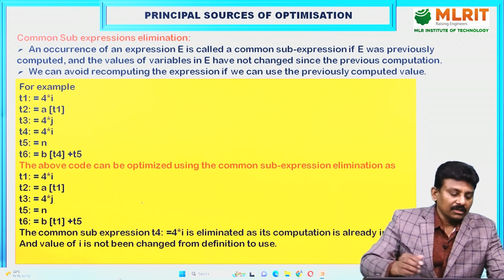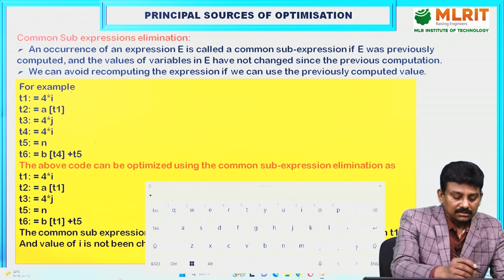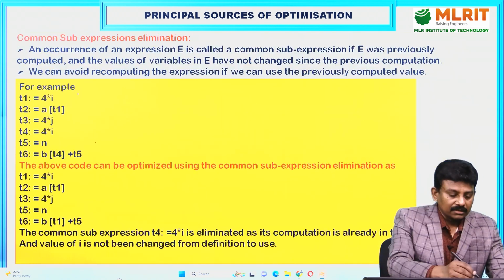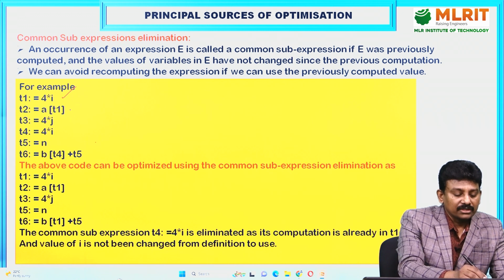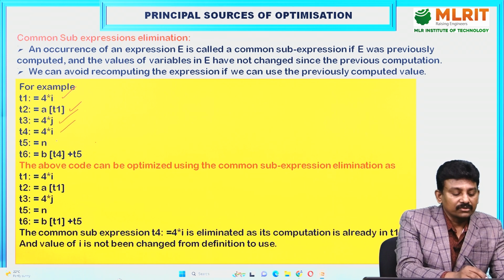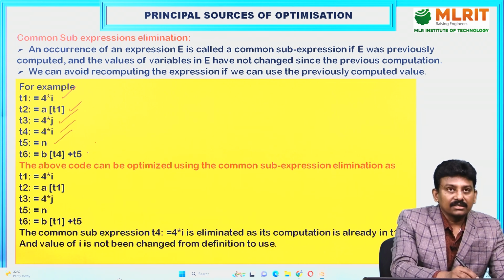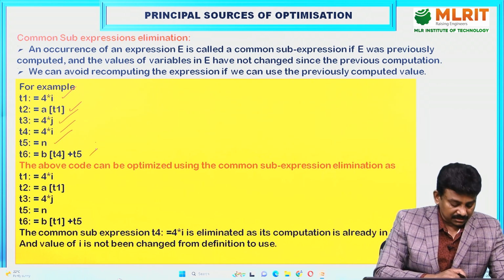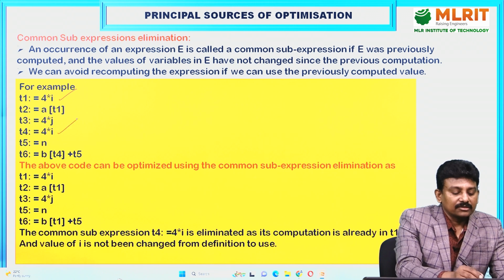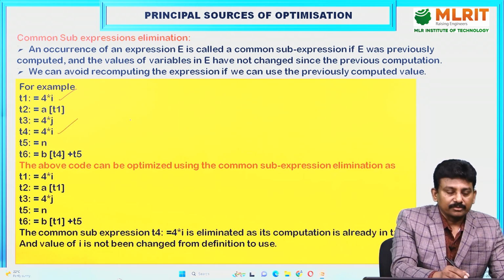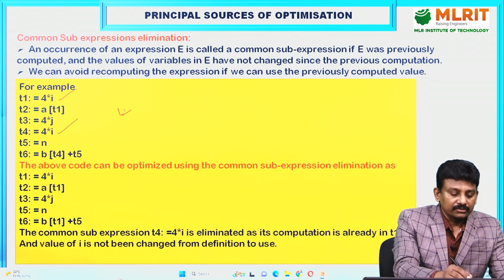For example, here we have 6 statements, intermediate, that is the 3 address statements. T1 is equal to 4 into I, T2 is equal to A of T1, T3 is equal to 4 into J, T4 is equal to 4 into I, T5 is equal to N, T6 is equal to B of T4 plus T5. It is a 3 address code. Here the first statement and fourth statement are computing the same expression, that is 4 into I.